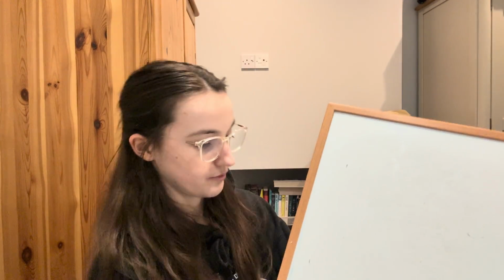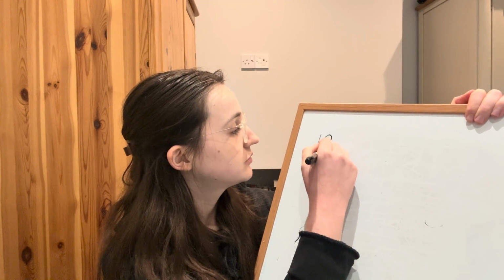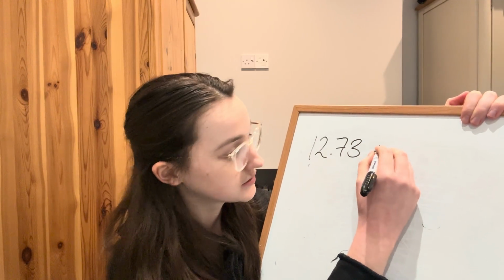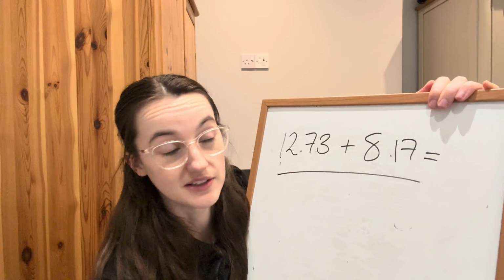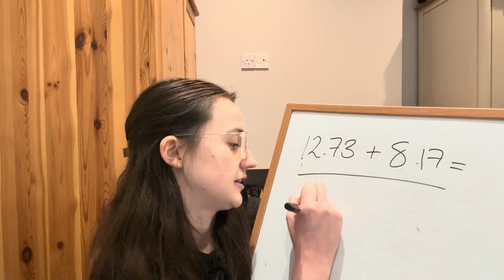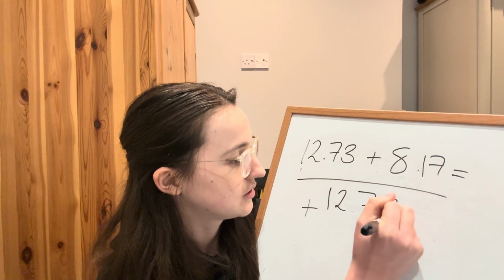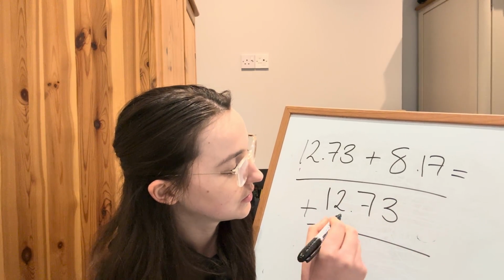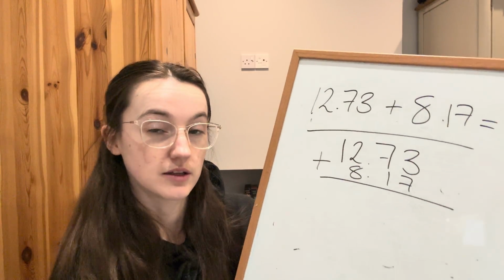So in your bit of paper over. Okay, we've got some more percentage. We've got 12.73 plus 8.17. Okay, it's a little bit more confusing. So I'm going to do it like this again. I'm going to do 12.73, and then we're going to do 8.17. Okay? Make sense? Yep.